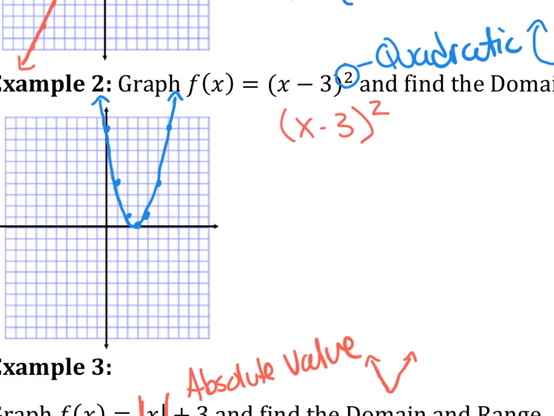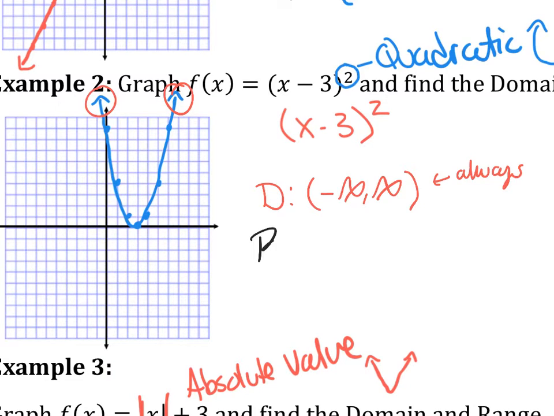Okay. Then with quadratics, remember the domain is always negative infinity to infinity. Always. Because we have an arrow going to the left and an arrow going to the right. And then our range, we have a lowest point, which is the y value of 0, and then it's going up forever with those two arrows. So it'd be 0 with a bracket to positive infinity.